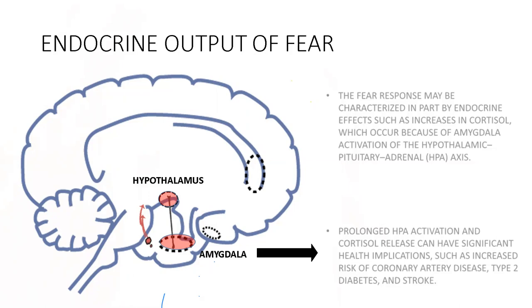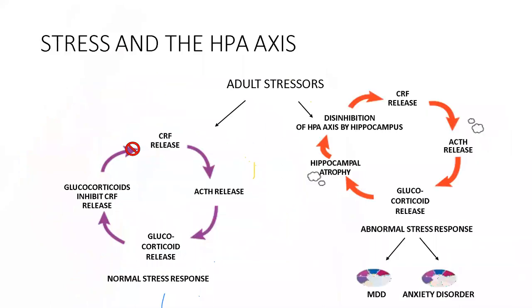Again, this occurs because of another circuit, the amygdala, and also the activation of the HPA, which is known as the hypothalamic pituitary adrenal axis. I think you have heard about this earlier; it is a very specific mechanism which leads to increased release of steroids. Prolonged HPA activation and cortisol release can also have a lot of health implications like coronary artery disease, type 2 diabetes, and stroke. These incidences can increase. So fear brings about a lot of changes and also very complicated diseases in human beings.